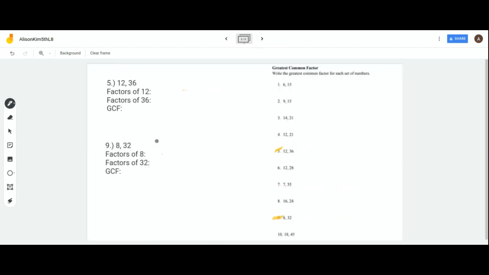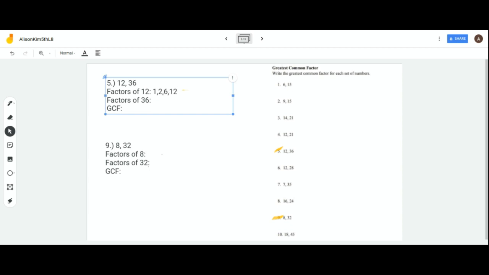Now let's do greatest common factor. Let's do number 5 together. It gives us a set of 12 and 36. So let's find the factors of 12 first. Once again, we know 1 and 12 are a pair. Now let's try 2. Yep, because 2 times 6 equals 12, right? So 2, comma, 6.